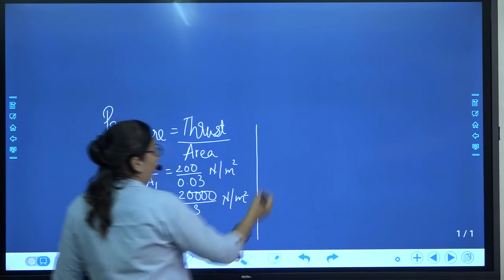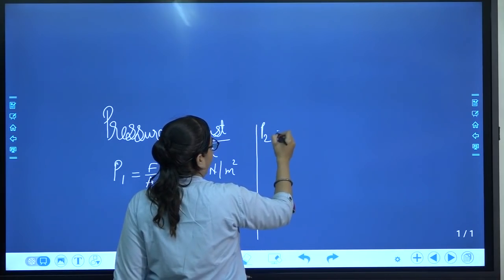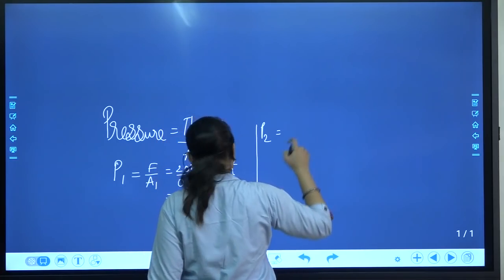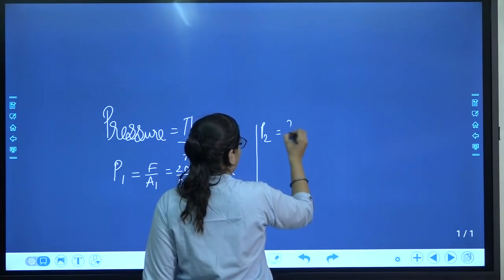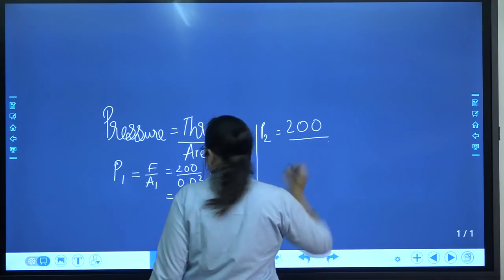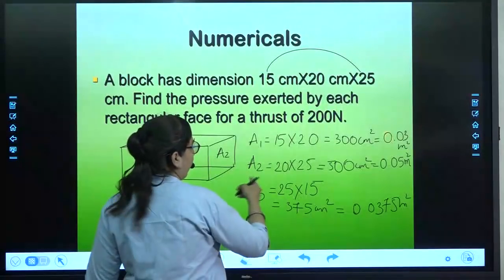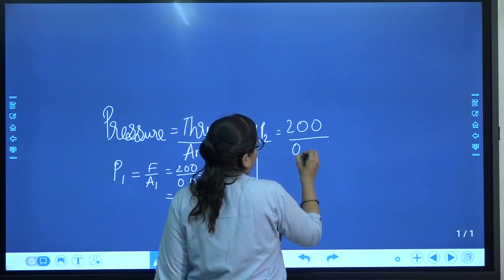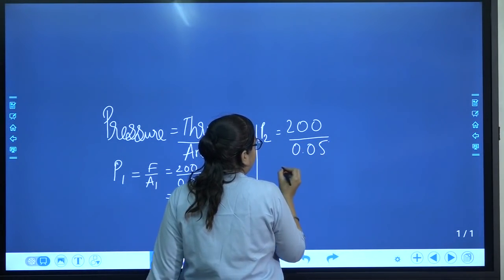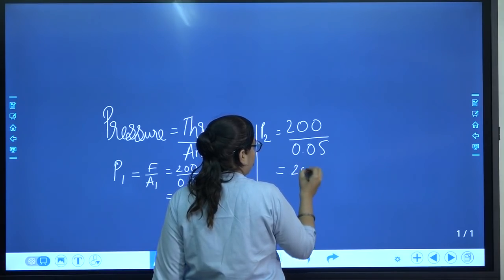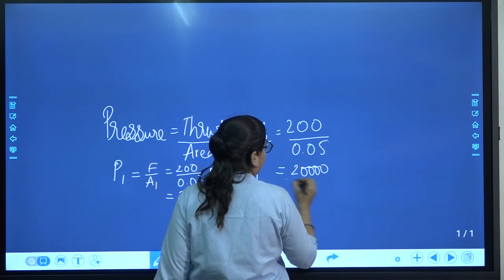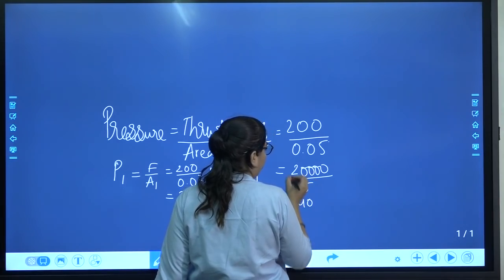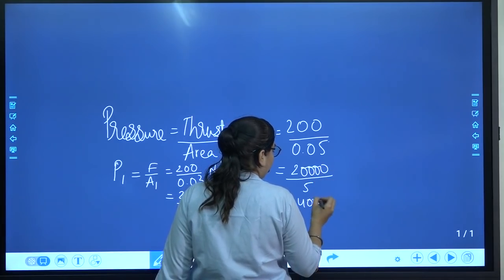Next, on second, it is 200 upon the second area. And what is the second area? It is 0.05. Which is, this is easy. 5 fours are 20 and 3 zeros.